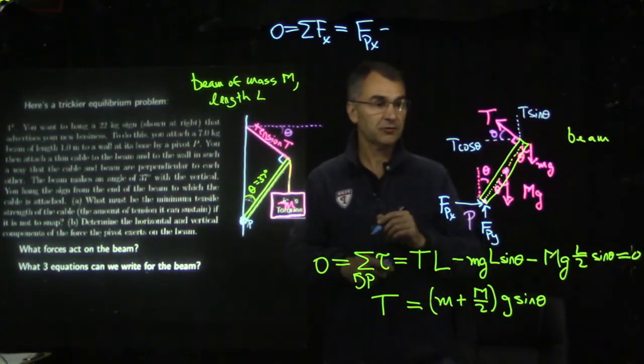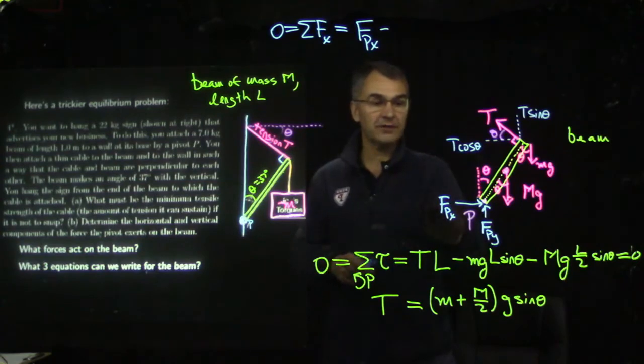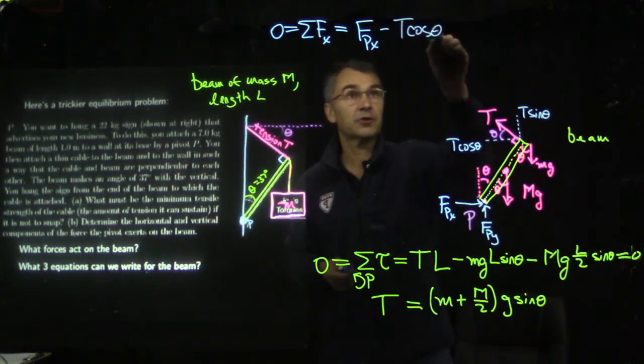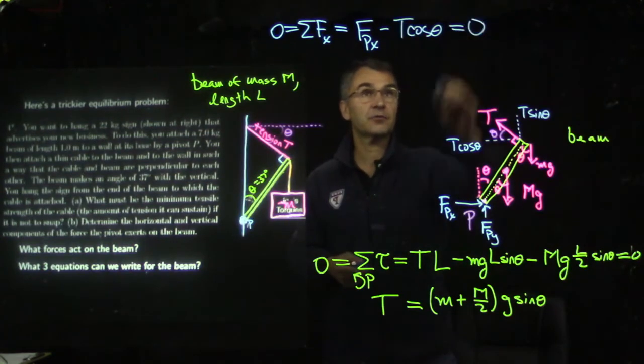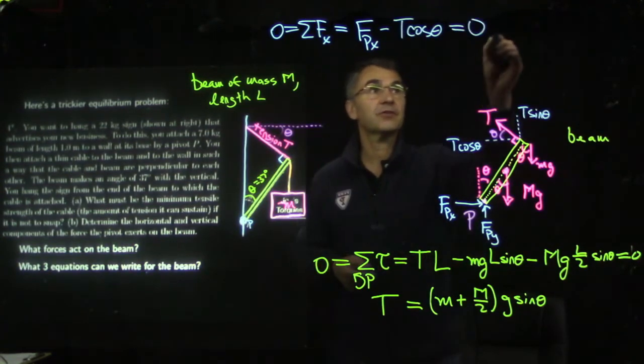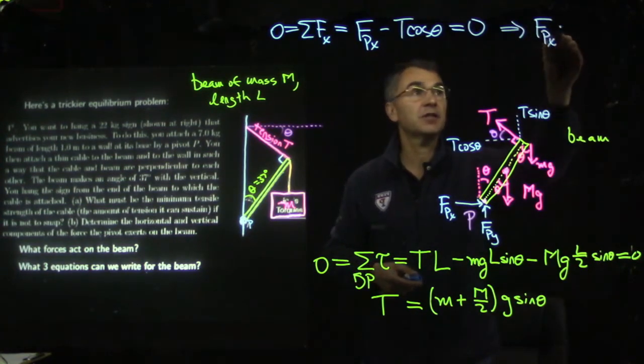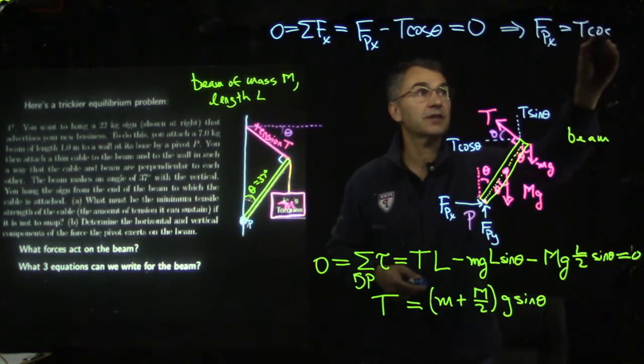So it seems as if the horizontal force to the right, well, we've assumed it's to the right. If it's to the left, we'll get a negative answer. The horizontal force to the right exerted by the pivot on the beam minus the horizontal component of tension, which we've drawn to the left. Those two things must sum to 0, which tells us that this horizontal force exerted by the pivot on the beam just equals T cosine theta.